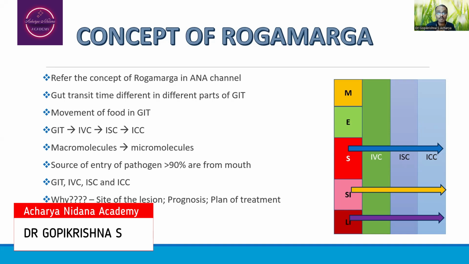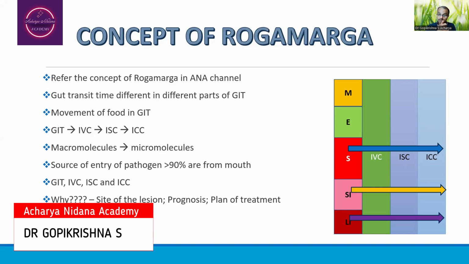That means these are considered to be the intravascular compartment. From the capillaries of the cardiovascular system, these pathogens will enter into the interstitial compartment. From there, they will be entering into the cells, which is the intracellular compartment. This is the concept of Dhatupaka. So here we have to understand very well the concept of Rogamarga if we want to give the line of treatment properly.